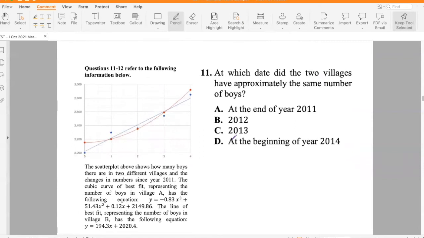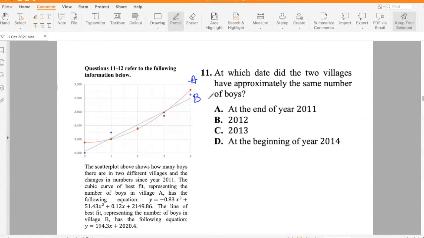The scatter plot above shows how many boys there are in 2 different villages and the changes in numbers since year 2011. The cubic curve of best fit representing the number of boys in village A, okay, so this is village A, has the following equation. The line of best fit representing the number of boys in village B, this one, has the following equation. At which date did the 2 villages have approximately the same number of boys?